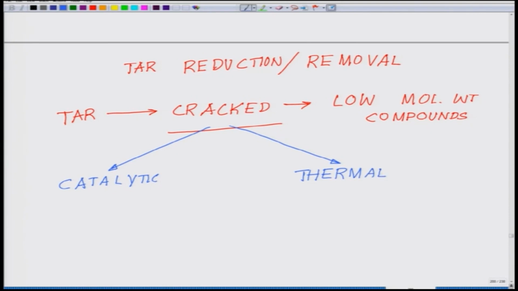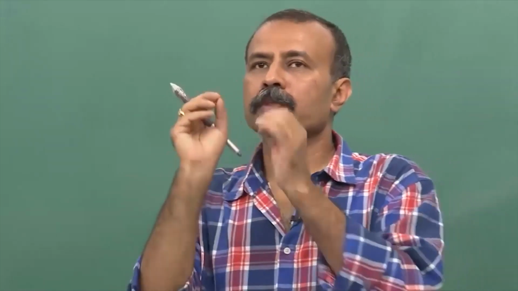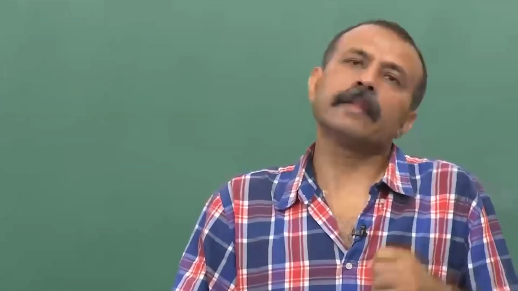Now, in terms of catalytic cracking, you can use different kinds of catalysts, which include olivine, platinum and dolomite. There are several catalysts being used, and they function around 800 to 900 degrees centigrade. Whereas the thermal process functions at around 900 to 1100 degrees centigrade. Thermal cracking is where you expose these molecules to a very high temperature, where the molecules crack and form lower size particles, and then those are filtered out.